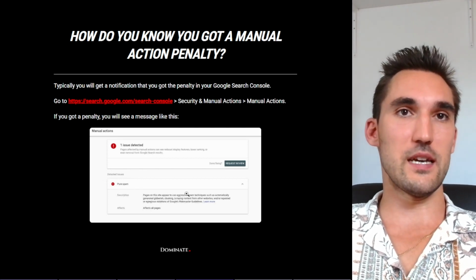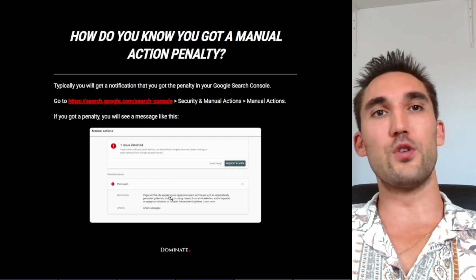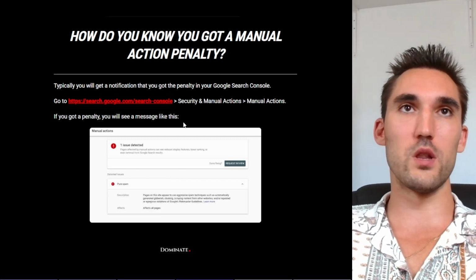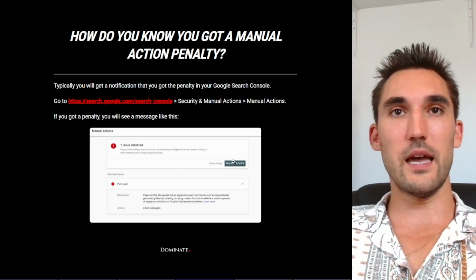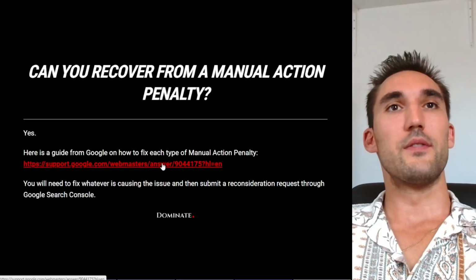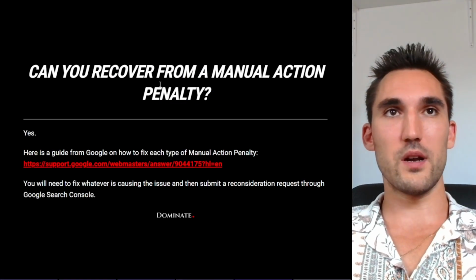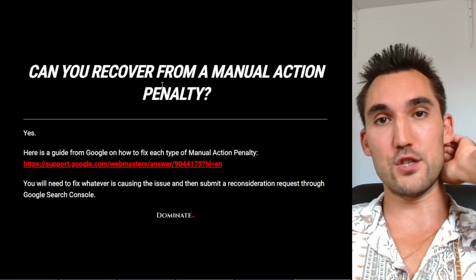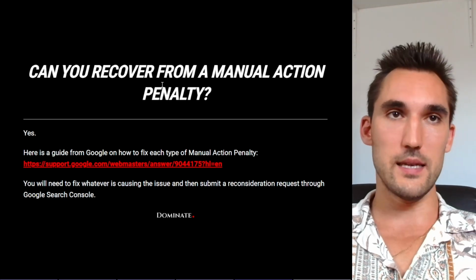You can see here detected issues, gives you a brief description. You can match that up with the information in the Google link I showed you earlier, try and fix it, and then request a review from this section here. That goes into the next thing. How can you recover, or can you recover from a manual action penalty? And the answer is typically yes, you can.